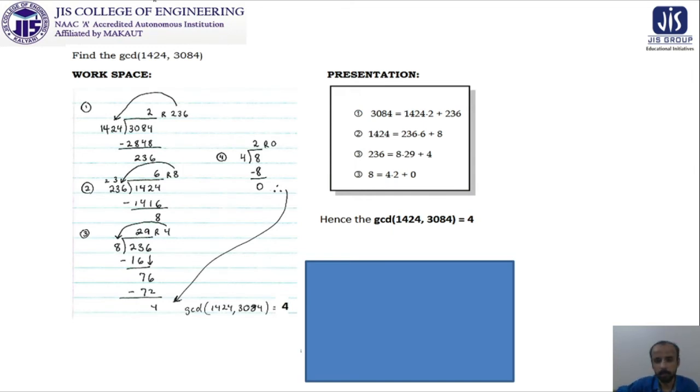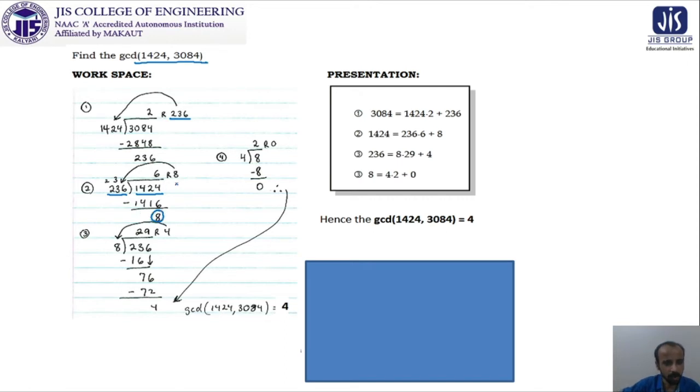What we are doing, we are taking this one, and according to the logic of the Euclidean algorithm, we are dividing the bigger one by the smaller one, and we get the remainder 236. Now our job is to continue the process: we have to divide 1424 by 236, and when we divide 1424 by 236, the remainder is coming as 8.